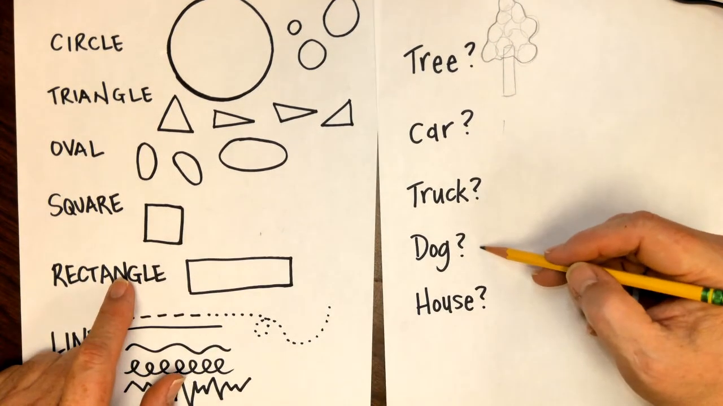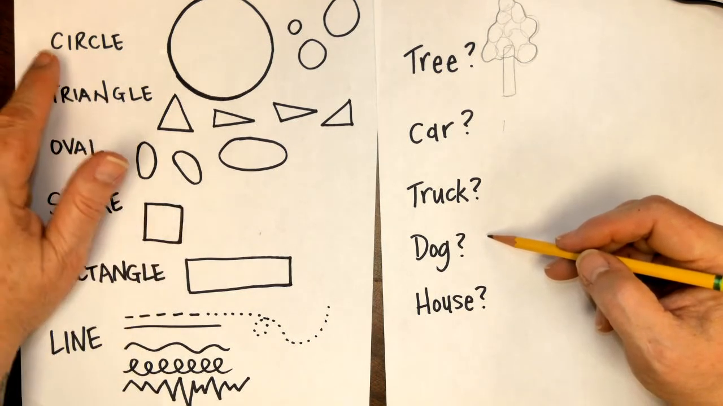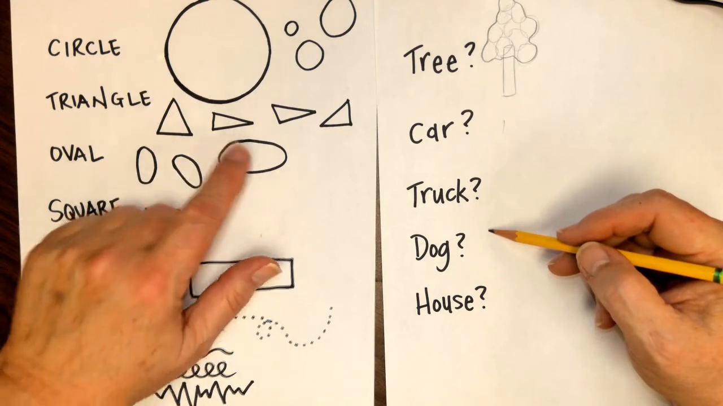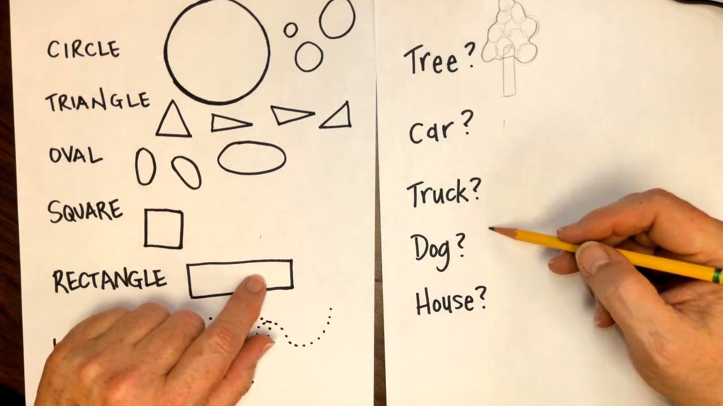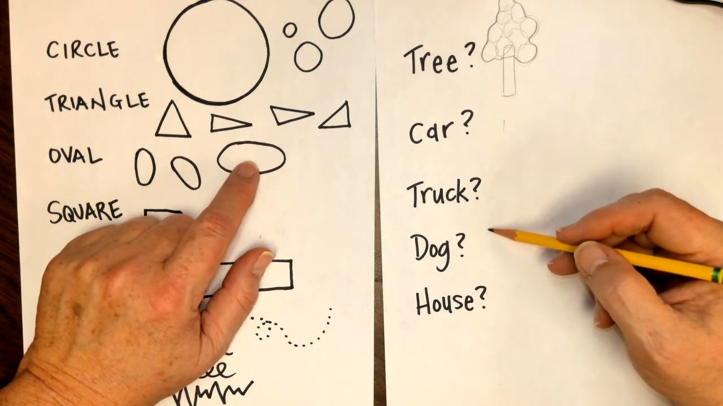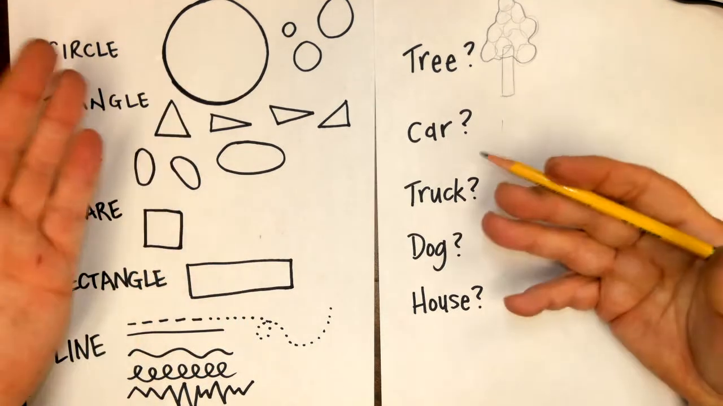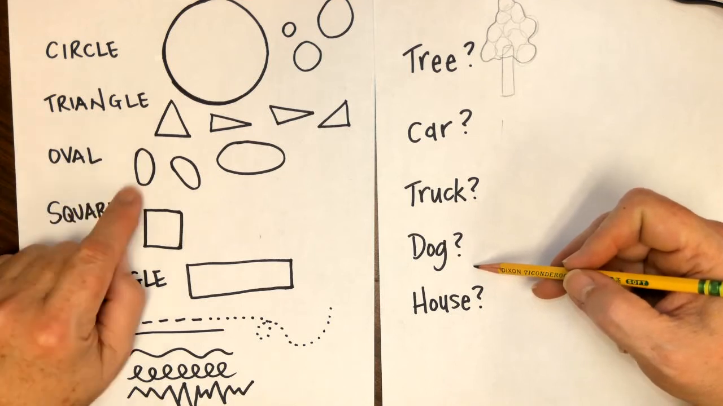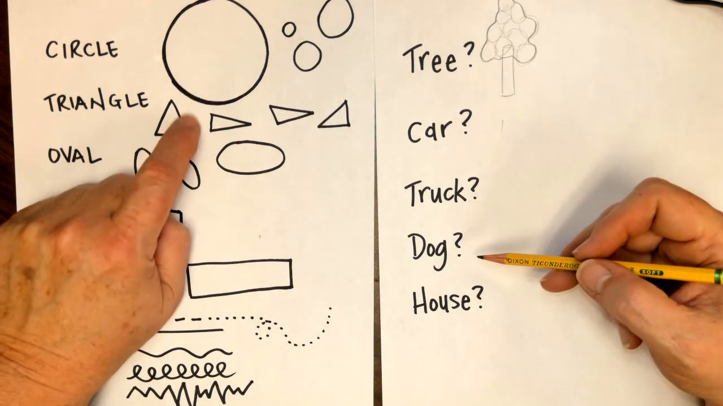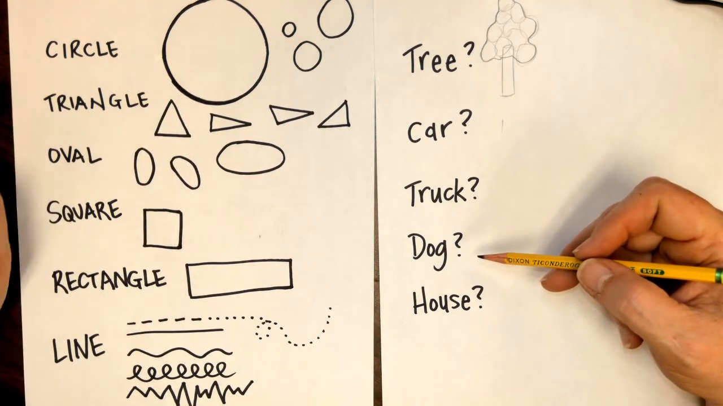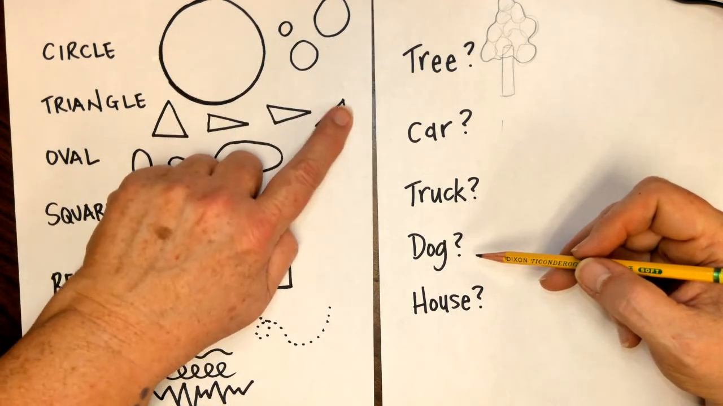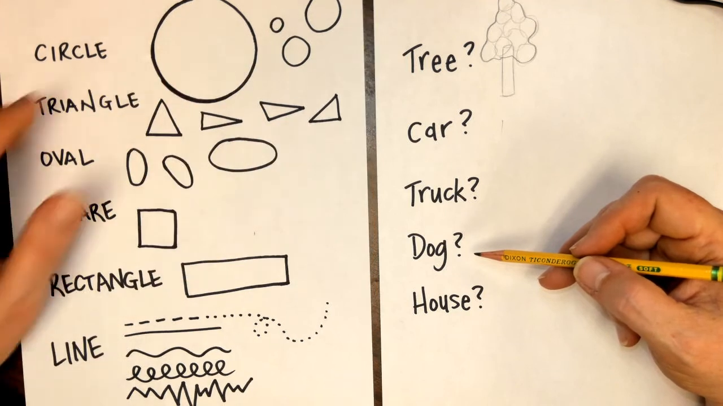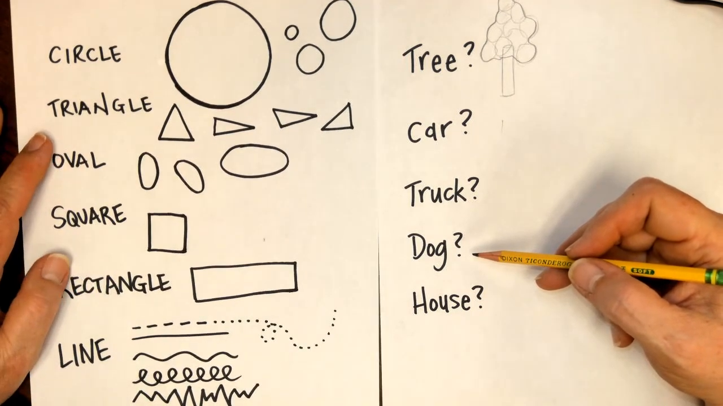What about a dog? What kind of shapes would you need to draw a dog? What if you started with the dog's body? Would you use a rectangle, or would you use like an oval? That's really up to you, right? However you want to draw this dog. His little ears could be ovals or triangles, right? His nose could be kind of like a triangle. His eyes, you'd have to use some circles there, right?